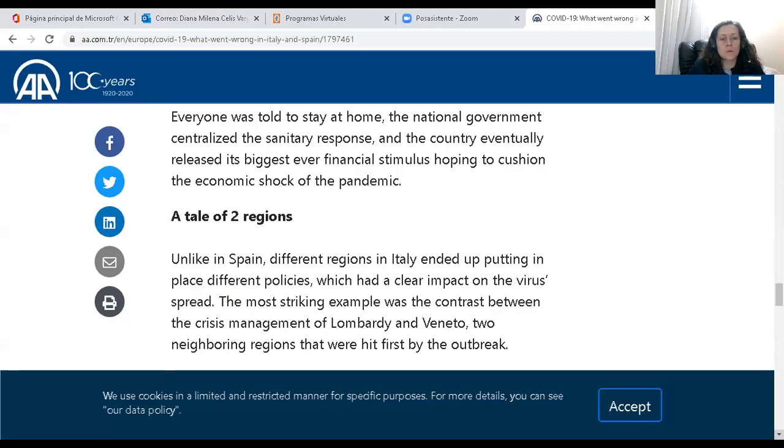A tale of two regions. Unlike in Spain, different regions in Italy ended up putting in place different policies, which had a clear impact on the virus spread. The most striking example was the contrast between the crisis management of Lombardy and Veneto, two neighboring regions that were hit first by the outbreak.